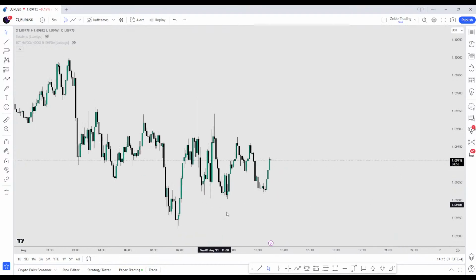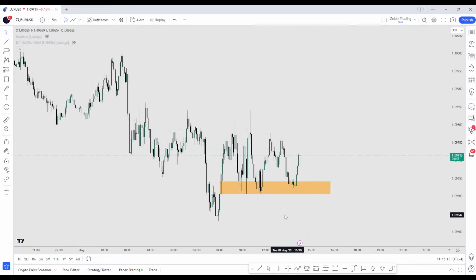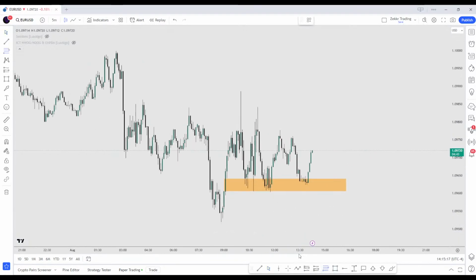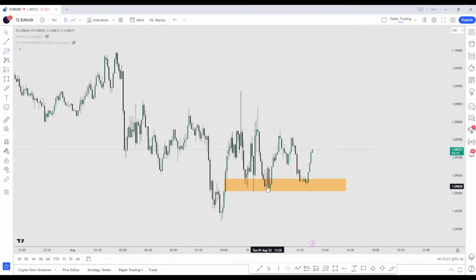So on Forex, we did react from this fair value gap I mentioned in the previous stream. That's exactly the fair value gap I mentioned in the previous stream, guys. And it worked out really well. It was also a silver bullet, I believe. Yeah, it was on the 5 minutes.